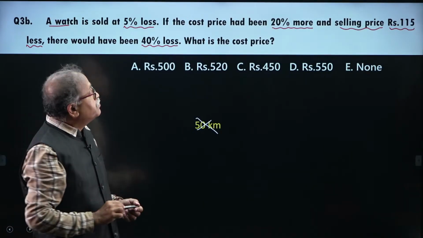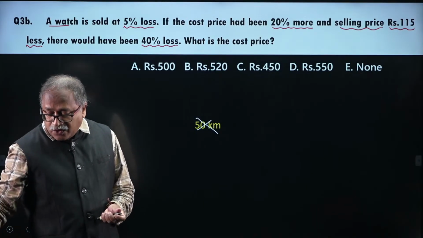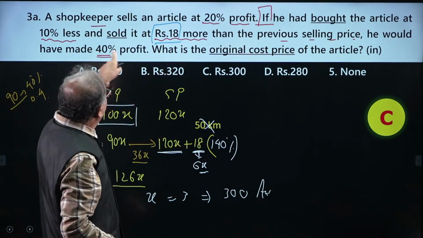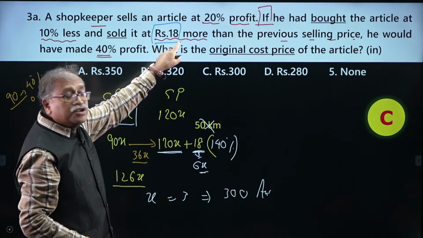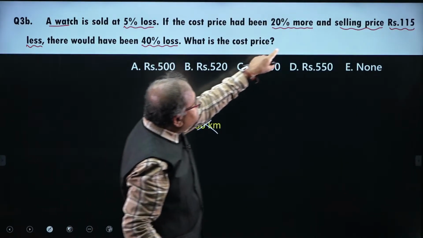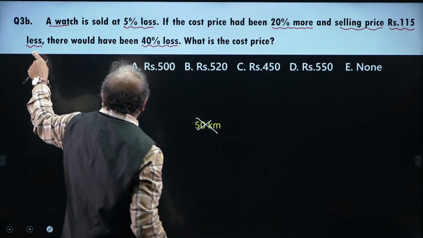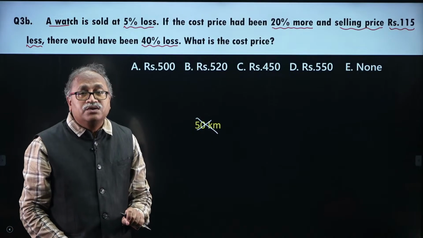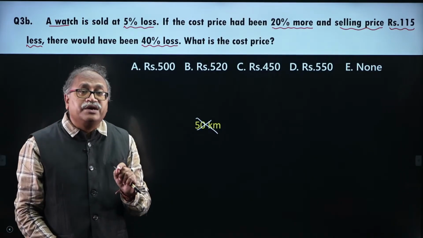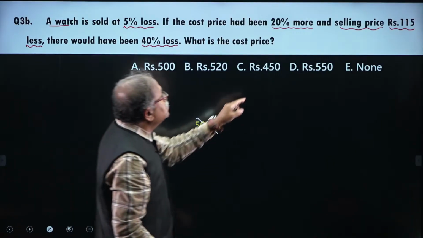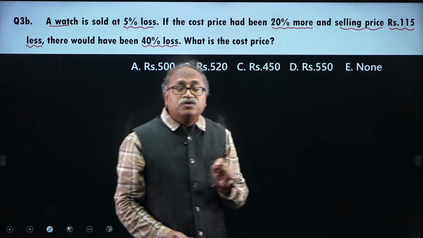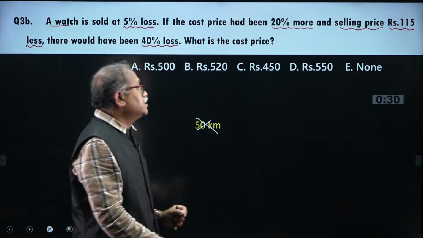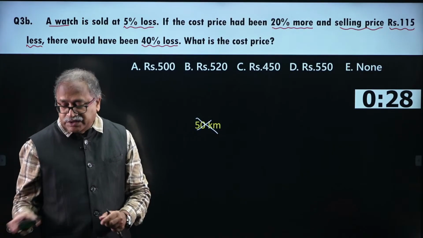Similar to the previous one, in the previous one there is a profit, here there is a loss. In the previous case, there is a 40% profit. Here the value is there, 115 less. So, here it says that if the selling price would have been 115 less, then there would have been a loss of 40%. What is the cost price? So, shall I take the CP as 100 or 100x? As here the value is given 115, therefore, I will take the cost price as 100x. Come on my dear friends, take 30 seconds to answer the question.